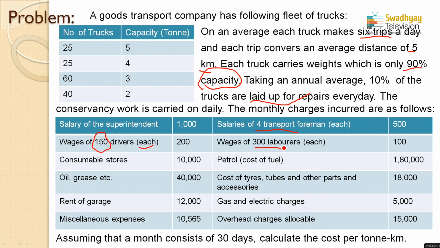All the remaining costs are clearly defined, including petrol, oil, cost of tires and tubes and other things. And the last sentence: assuming that a month consists of 30 days. That is another important item for the calculation of the effective mileage, 30 days. So this is the third part of the question.